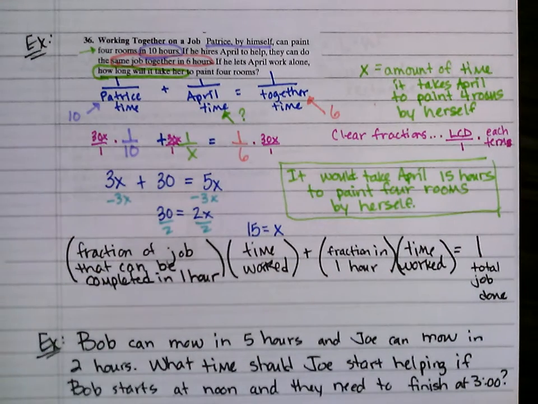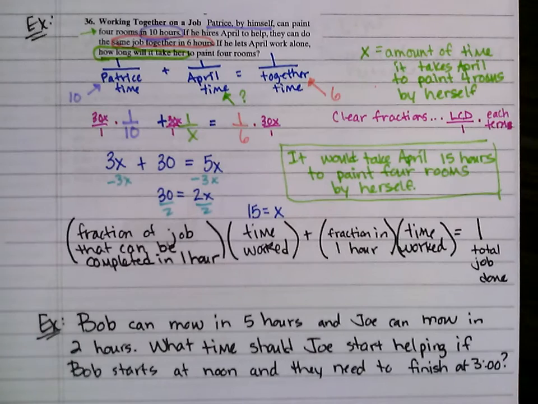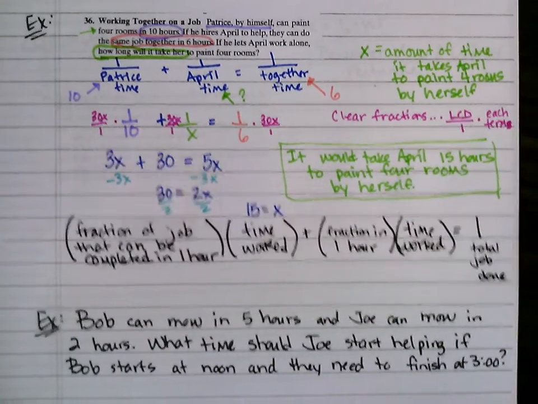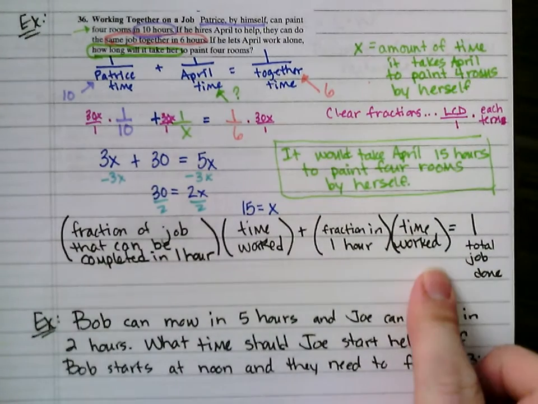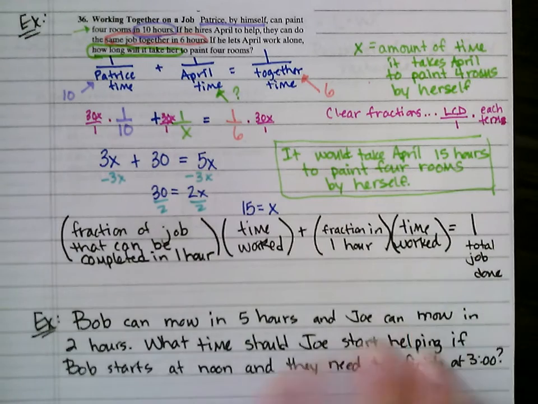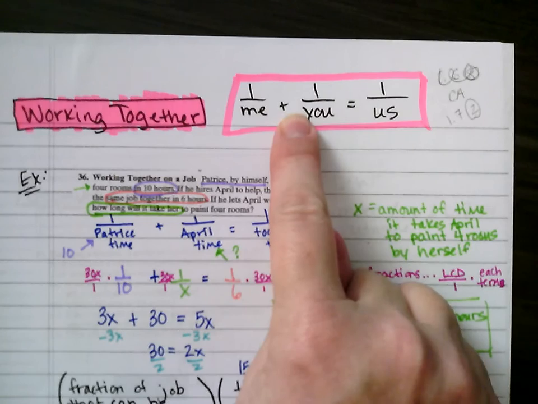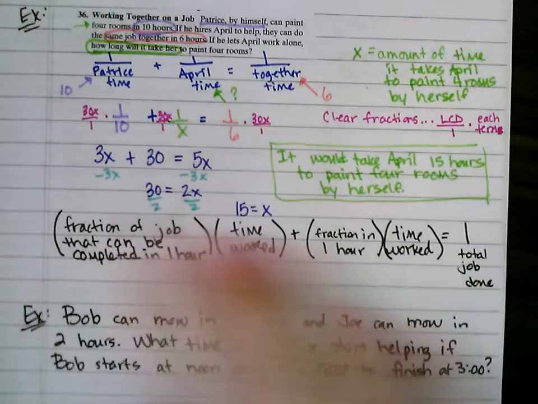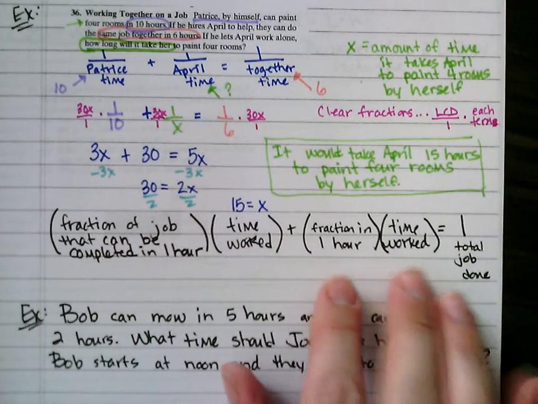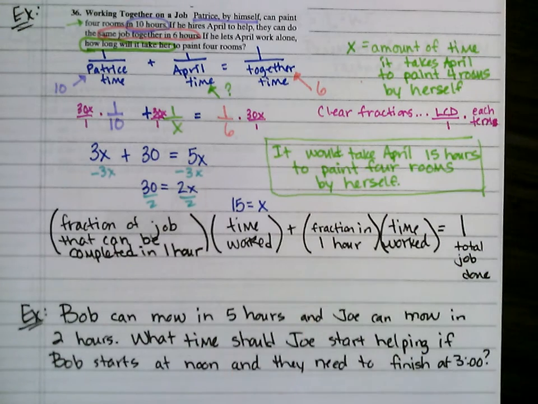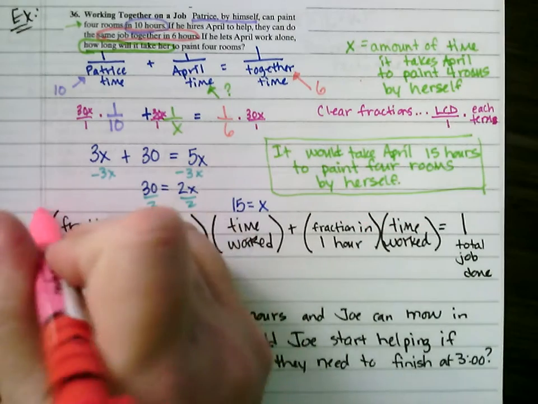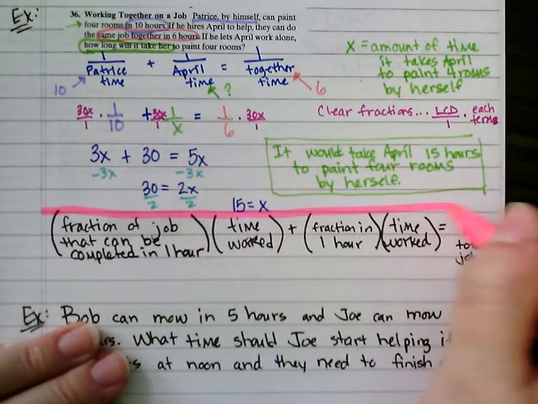The next working together problem we're going to do is a little bit more complicated. So we're going to use this formula here, which is actually the same as this formula. If we put all the information in here and simplify it, it comes out the same. But this one, I don't know, it's a little bit more broadly applicable.